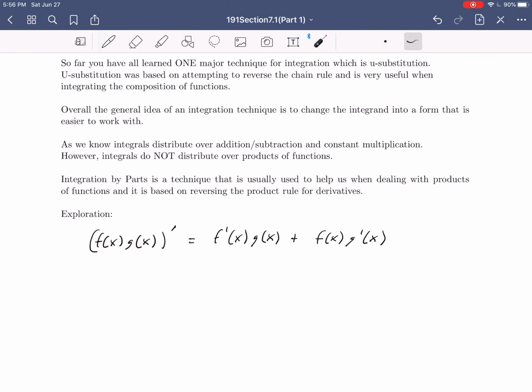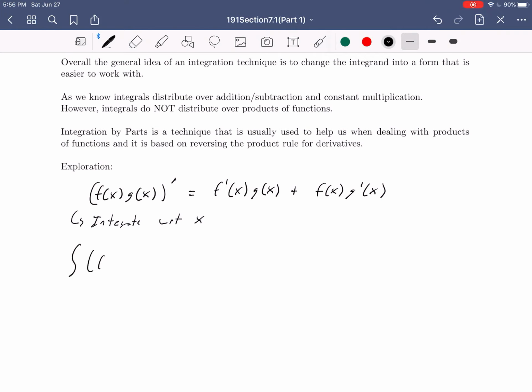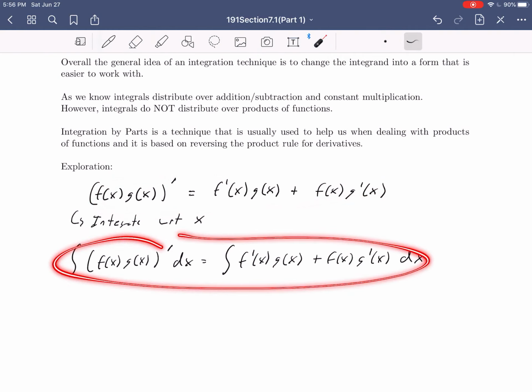Let's see if we can translate it into an integration rule. And the way we're going to do that is we're going to integrate both sides of this expression with respect to x. So if we go ahead and do that, we get the integral of the derivative of the product, dx, is the integral of f prime g plus f of x g prime dx. Okay, so certainly if we have this identity, then we can integrate and get this identity.